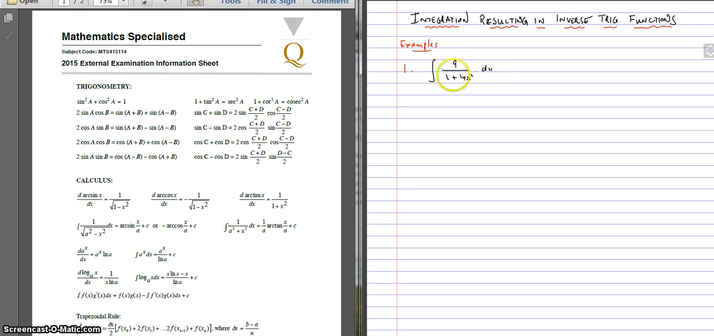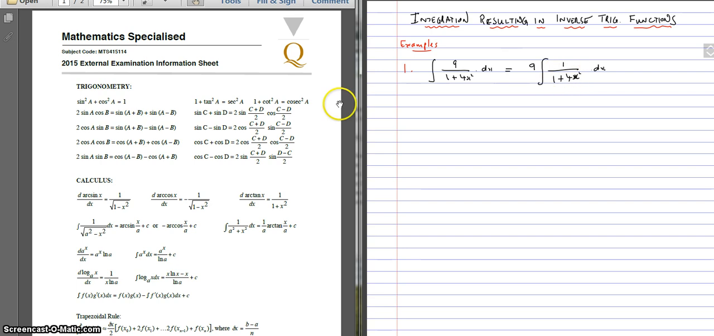You'll notice we have this 1 plus 4x squared in the denominator, and the numerator just has a constant term. So we could write this as having a 9 out the front of the integral of 1 over 1 plus 4x squared dx. The 1 over 1 plus x squared we'll recognise as arctan. But the fact is we've got this 4 here as well.